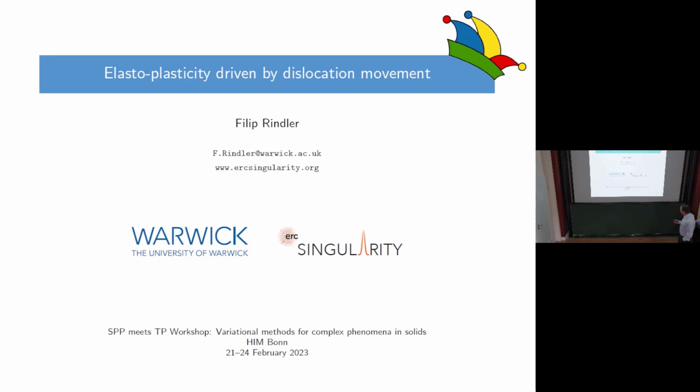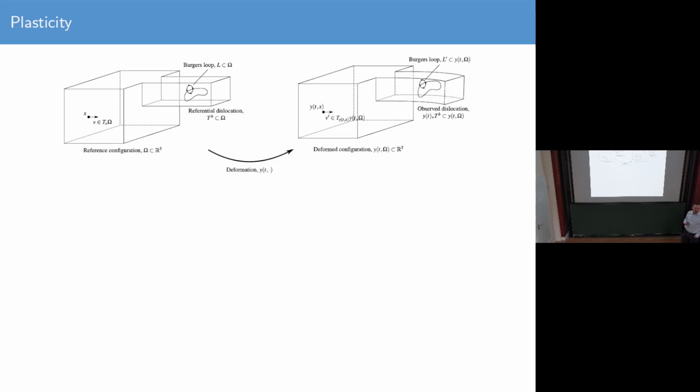So I understand I am talking to a very specialized crowd, but I thought I'd start with a very gentle overview of what it is we're doing, if only to fix notation and terminology. In a few words, let's say you have some reference configuration for a piece of material, and this bit of material can be deformed plastically. You see this thing has been bent by a deformation. You obtain a deformed configuration.